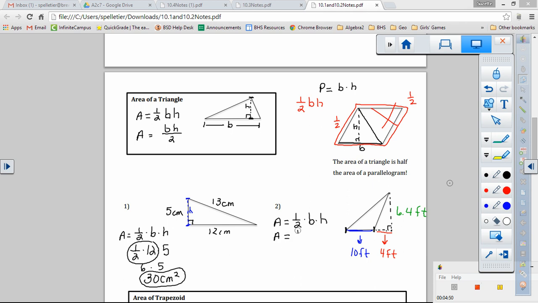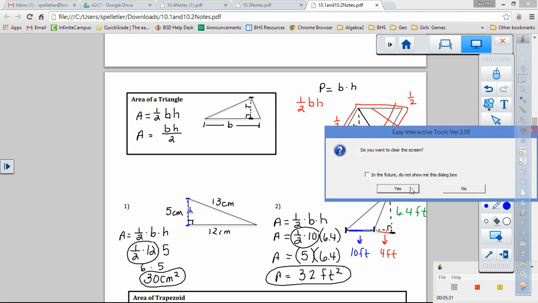So area equals 1/2 times 10, and then the height is the altitude, shortest distance from top to bottom, that's right here, so 6.4. So easy way to do this, 1/2 of 10 is 5. 5 times 6.4 is going to give me an area of 32 feet squared. Okay, 32 feet squared. And that is how you find the area of triangles. So let's scroll the page up and work on trapezoids a little bit. Clear the screen.